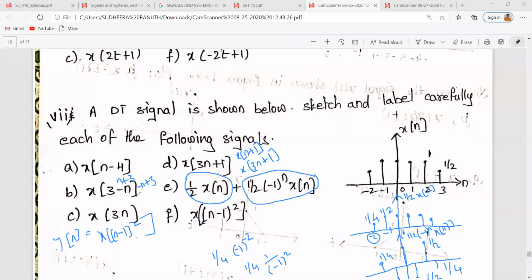Substitute different values of n and then try to plot y of n, then you are going to get this x of n minus 1 whole square. Please try to do something on paper.